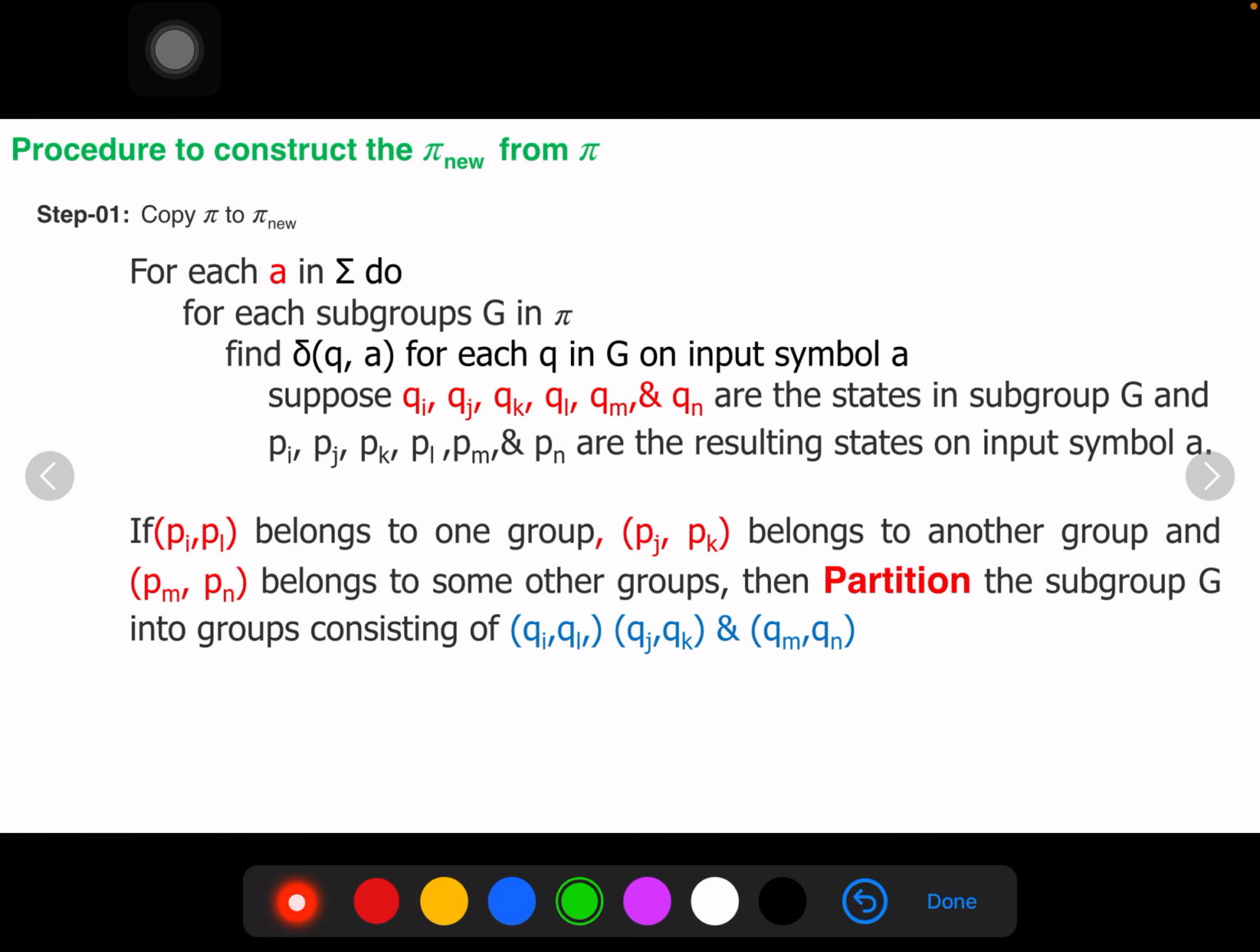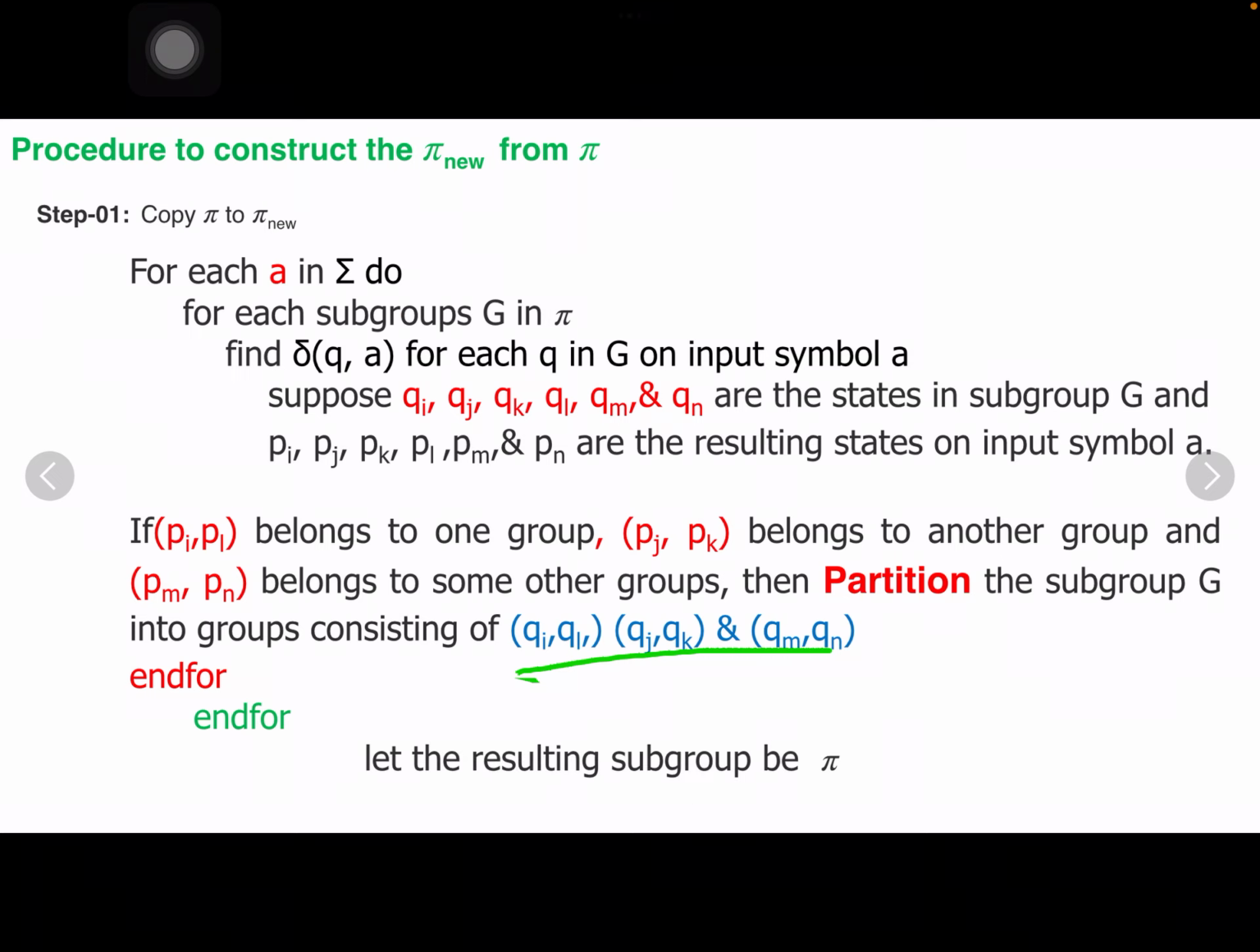If Pi, Pj belong to one group, Pj, Pk belong to another group, and Pm, Pn belong to some other group, then partition the subgroup G into groups consisting of Qi, Ql, Qj, Qk and Qm, Qn. So you have to partition like this. Once that partition is done, this loop will continue until pi and pi new are equal. So that is the end of the first for loop and the end of the second for loop.